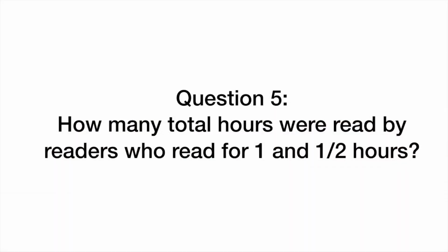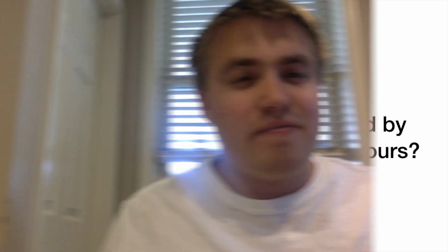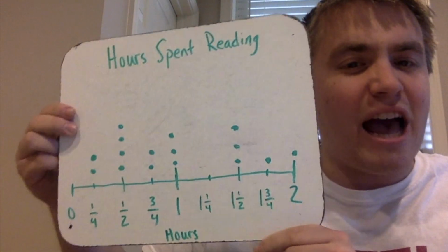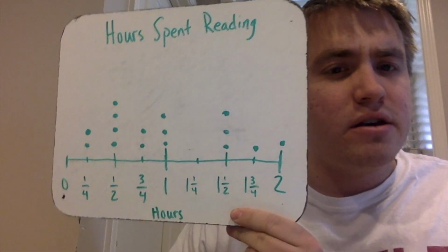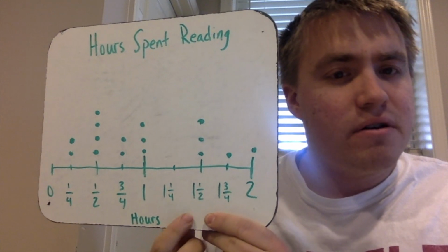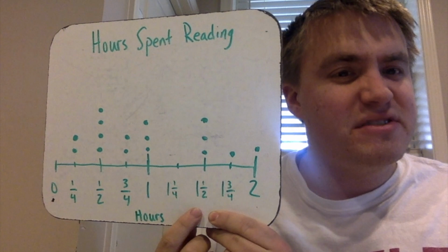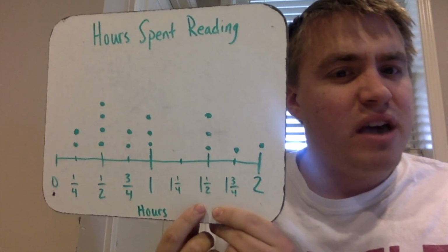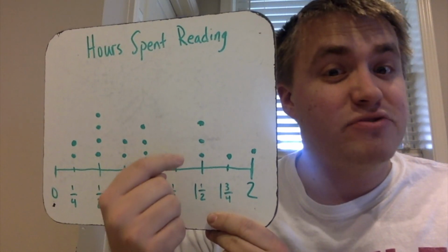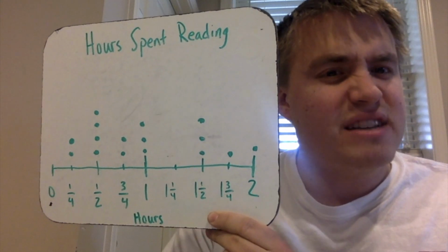And finally, question 5 asks, how many total hours were read by readers who read for 1.5 hours? For this question, we're looking specifically at how many total hours were read by readers who read for 1.5 hours. So all I need to do is just look at this spot on my number line here, and I need to count first off, how many readers read for 1.5 hours, and that's 3.